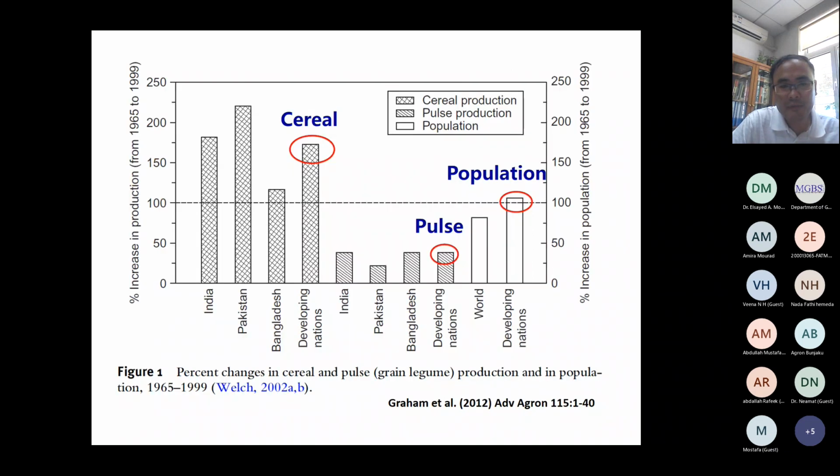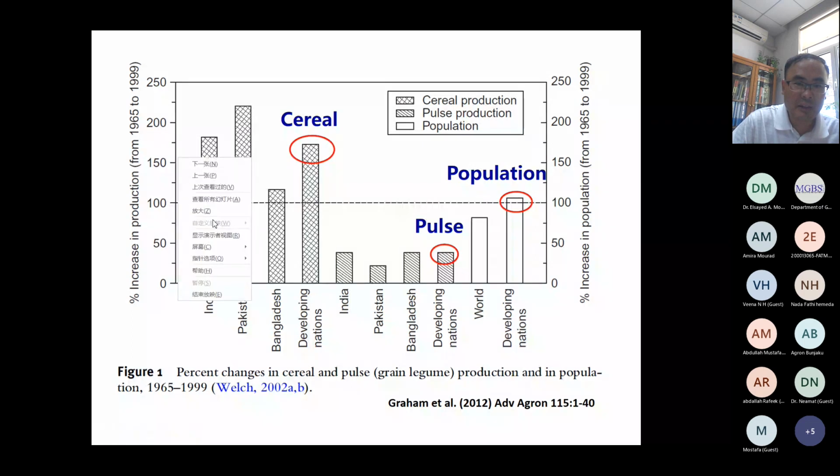With the Green Revolution, the world population has increased by more than 100% in size. The good thing is the cereal production. You can see in this figure, let me see.